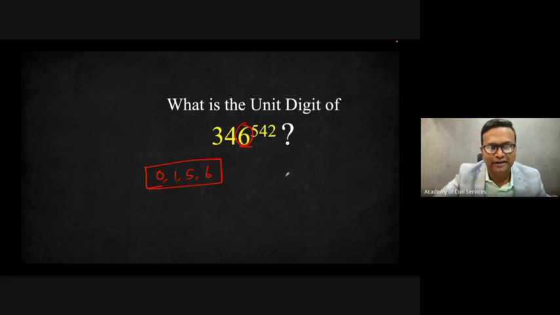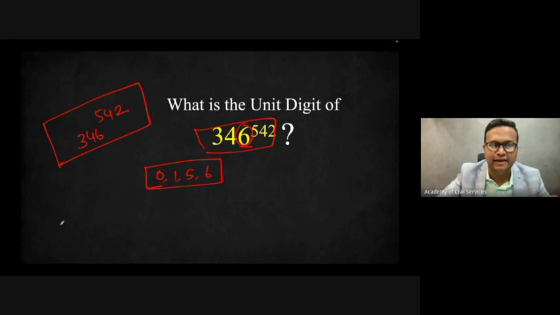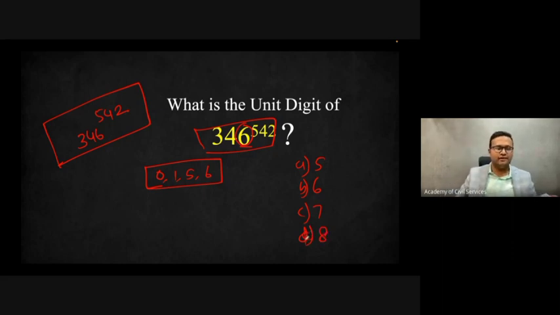All of you, can you tell me what will be the unit digit of this product? Unit digit of 346 power to 542. If you are doing this mathematically, in the end of the answer, what will be the unit digit? Option A 5, option B 6, option C 7, option D 8. What is the answer? Either A, B, C, D. Quickly and fast. This is a 5-second question now.